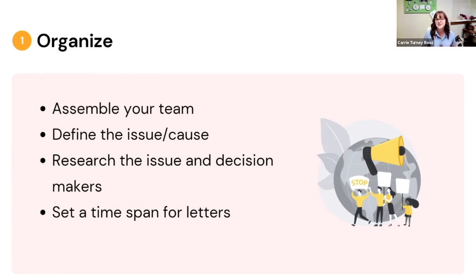And then set a time span for the letters. What this means is instead of saying, just send the letter whenever you get a chance, say, we want people to send the letters starting this date and ending this date. That way, this decision maker is getting a flood of mail about that issue all within a week or 2 weeks, however long you decide to have the campaign last.